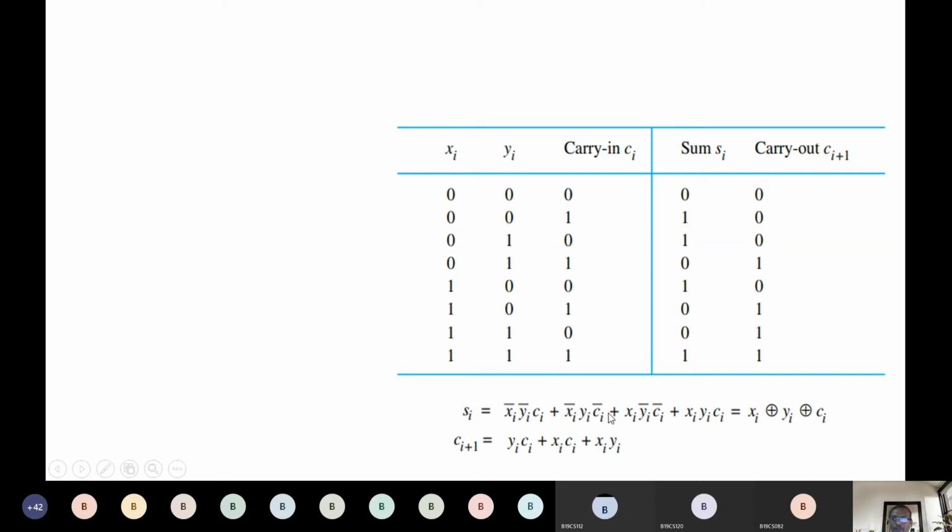And when you evaluate all these values with K maps, at the end we get this expression, which is an XOR expression. We are XORing X value, Y value, and C value. Okay. So finally, when we simplify this expression, we get this one, where we are XORing X, Y, and C. Sum is XOR of X, Y, and C.